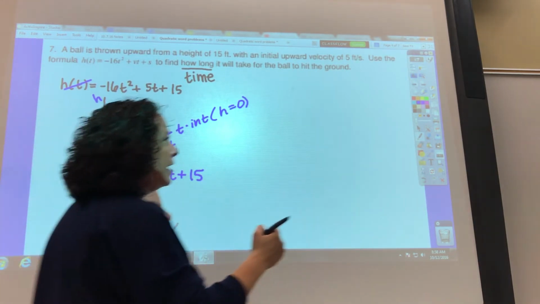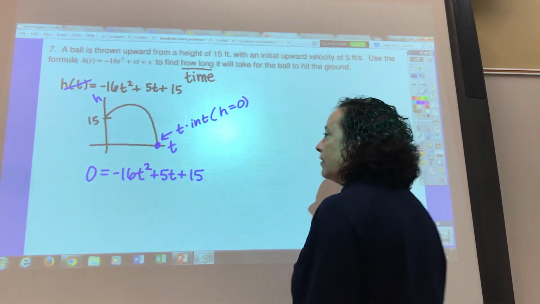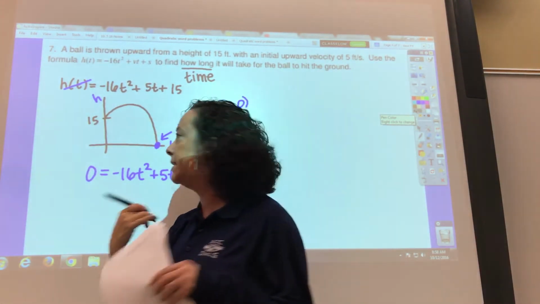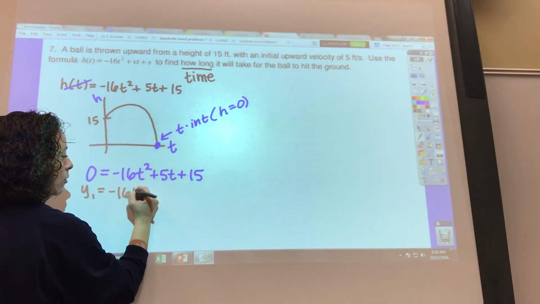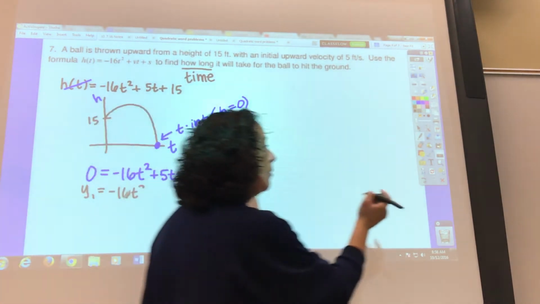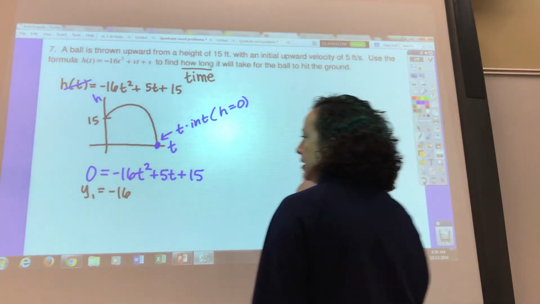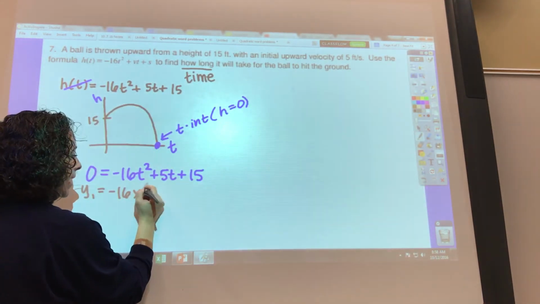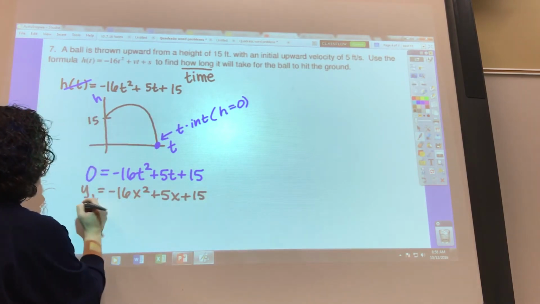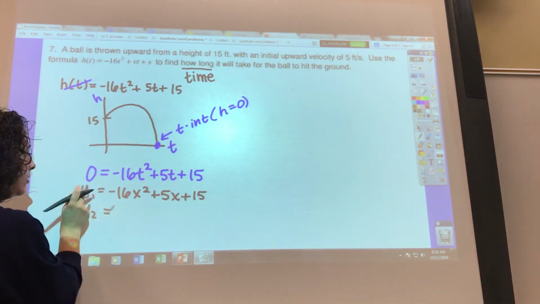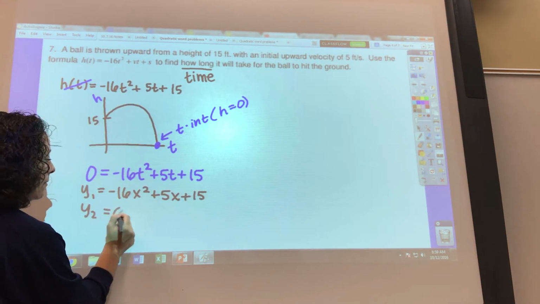Now to use your calculator, there are several ways to do this. My preferred way is this. In y1, you will put the vertical motion formula, except we won't put a t, we'll put an x. So negative 16x squared plus 5x plus 15. And then in y2, because I want the height, the y, to be 0, I'm going to put a 0.